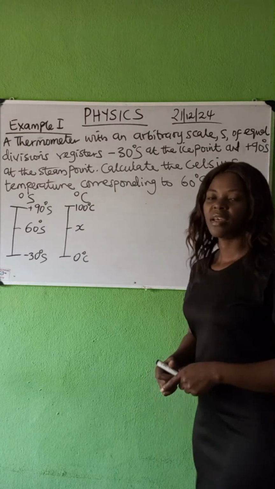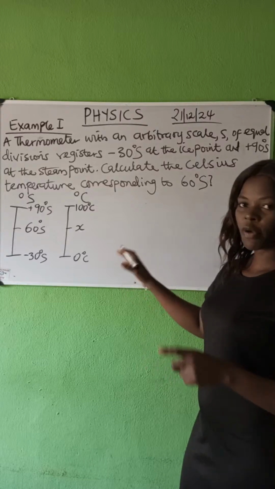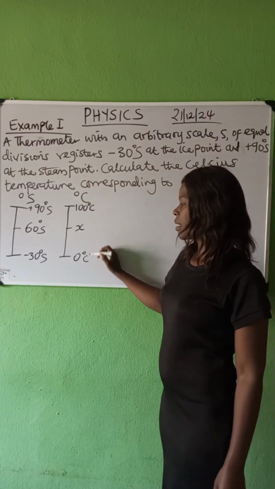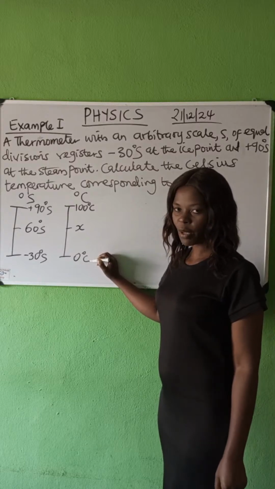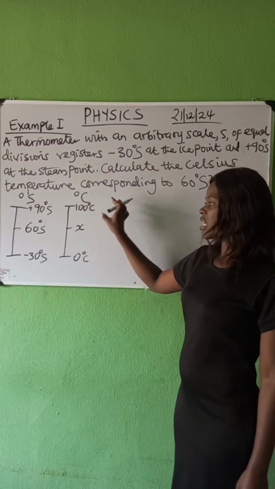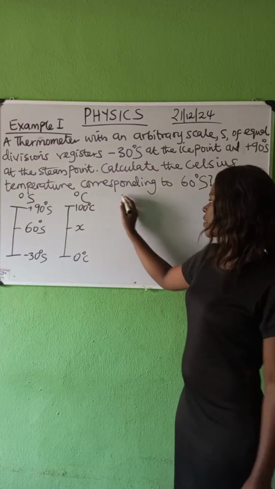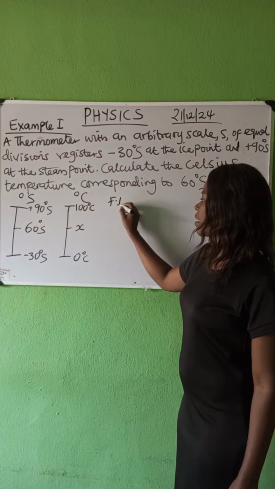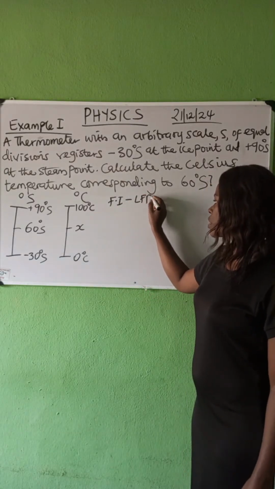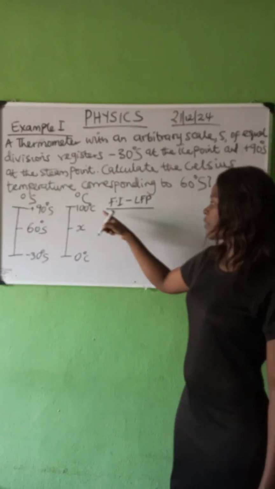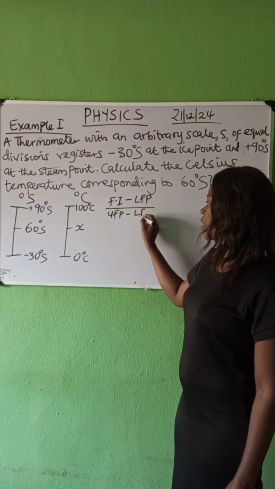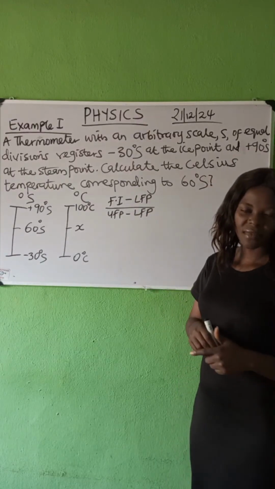All right. The formula for this is the fundamental interval minus the lower fixed point. Remember, the middle is the fundamental interval. Here is the lower fixed point. Here is the upper fixed point. So let's go. Fundamental interval minus the lower fixed point, right? Divided by the upper fixed point minus the lower fixed point. Is that clear?